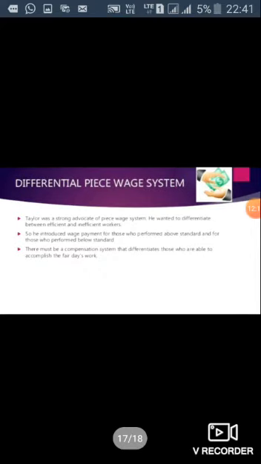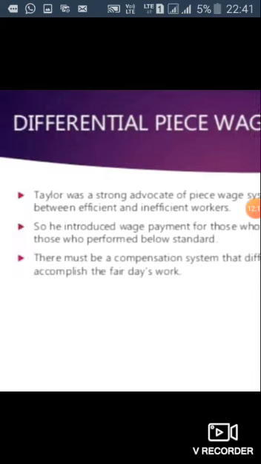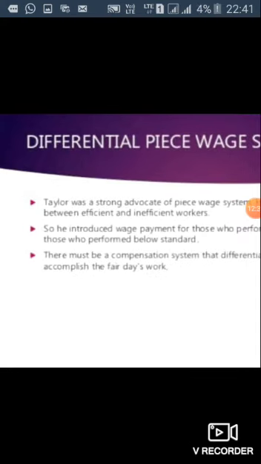And the last one we have is the differential piece wage system, where Taylor emphasized paying higher to those people who are doing a good job. So two rates are fixed: a higher wage rate for workers who produce equal to or more than the standard output, and a lower rate for workers who do not reach the standard.